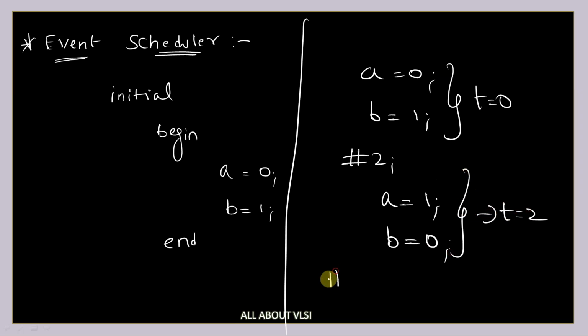And if we have one more delay, then another time slot will be added. T is equal to 3 is the time slot, right? Now, what the compiler is going to do is create an event scheduler for each and every time slot. In this particular example, we have three time slots.